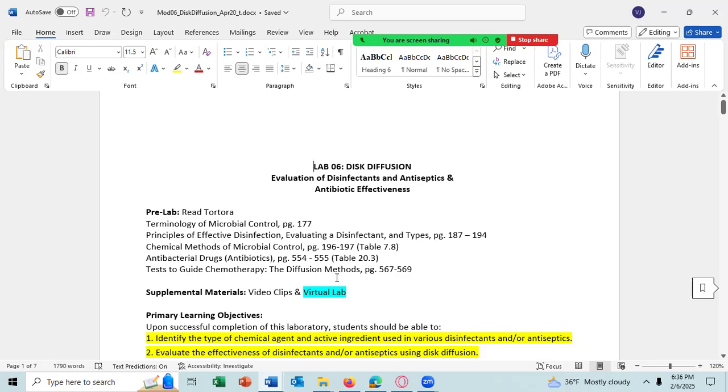Mainly we'll talk about the Kirby-Bauer method. It's sometimes discussed as the disk diffusion method. There's some supplemental materials in this lab. There are some video clips for you to watch, and there's a virtual lab for you to pull down on your computer and actually do the lab online.